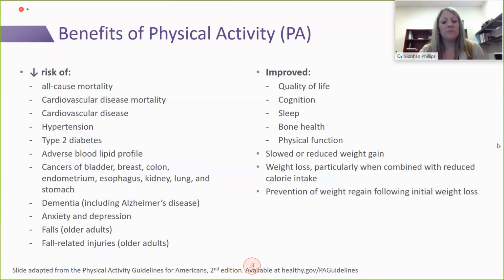I'm sure this is not a surprise to most of the audience. There are many benefits of physical activity participation, including a reduced risk of all-cause mortality, cardiovascular disease mortality, cardiovascular disease, hypertension, type 2 diabetes, high cholesterol, many cancers, dementia, anxiety and depression, falls and falls-related injuries, and also improved quality of life, cognition, sleep, bone health, physical function. It also can aid in maintaining a weight or losing weight, and preventing weight regain following initial weight loss.